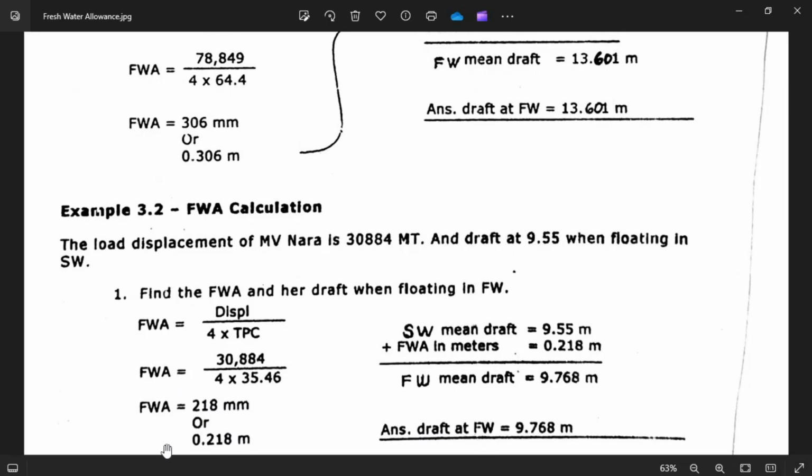And the fresh water allowance would be 0.218 meters. So you add this freshwater allowance to salt water because once you are floating in fresh water, the tendency of the vessel is to sink. So when you sink, you add the fresh water allowance to your saltwater mean draft, then you will have a freshwater mean draft of 9.768. So let's investigate, guys.